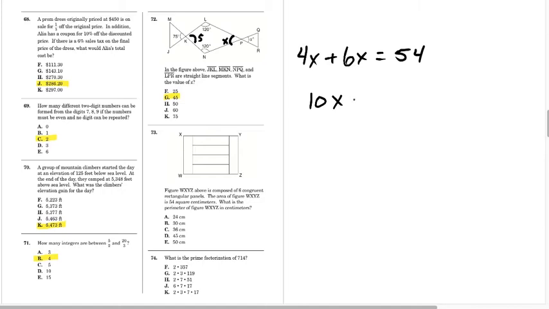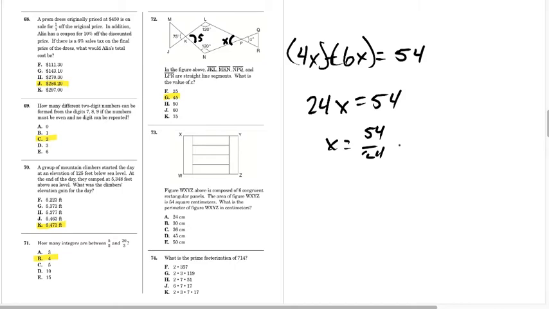10x. I'm sorry, this is multiplying, because we're doing area, not perimeter right now. So we have 24x equals 54. X equals 54 over 24, which divided by 6 is 9 over 4. And this should be x squared, actually. If we take the square root of this, we end up with 3 over 2. You follow that? So x times x is x squared, 4 times 6 is 24.